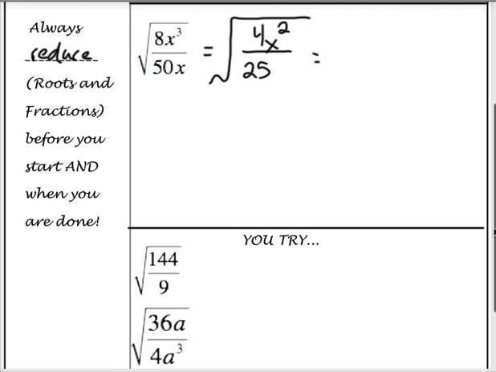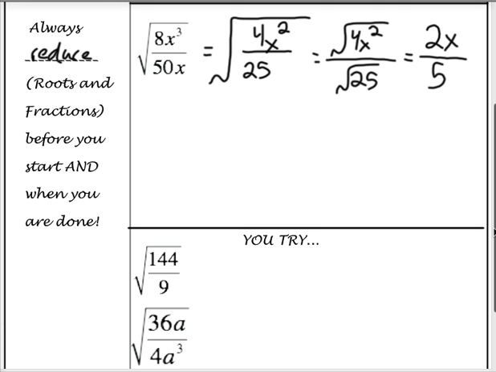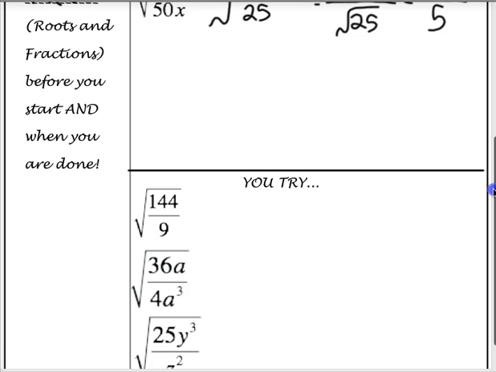So now I'm going to square root the top, the 4x squared, and I'm going to square root the bottom. So, looking at the top, well, the square root of 4 is 2. Square root of x squared, remember we talked about this previously in our notes. Square root of x squared is just x. And the square root of 25 is 5. So that's kind of the power of being able to reduce your fractions, because it makes it a whole lot easier to take the square roots.